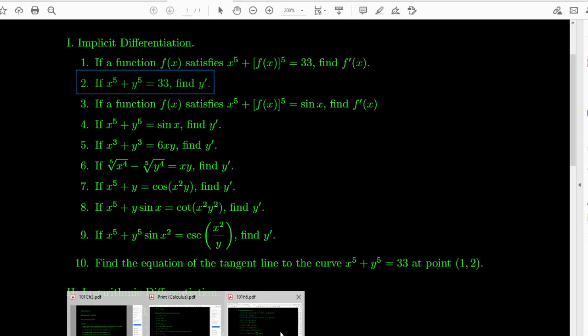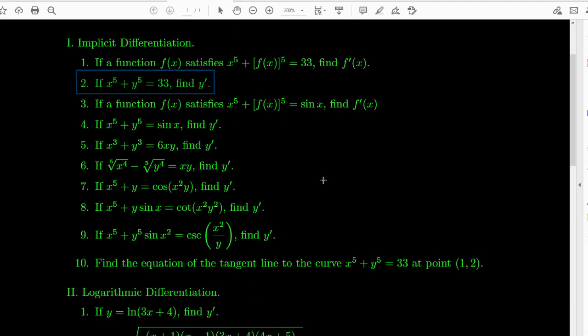In the future, in the questions, you are not going to see f anymore. Instead, you are going to see y all the time. Now let's work on question 4. Actually, question 4 is very simple.